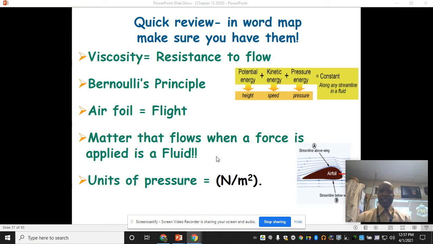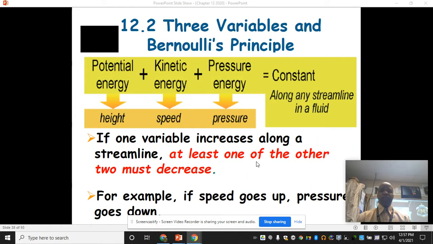Airfoil is basically the design that you see here, the wing design that allows the air molecules to roll down the ramp of a wing and allow flight to happen. Okay, matter flows when a force is applied. Fluids can roll down hills. Okay, that helps us understand flight. So as I was saying, Bernoulli's principle is important because it allows these variables to change, and they've got to stay consistently balanced as they move.